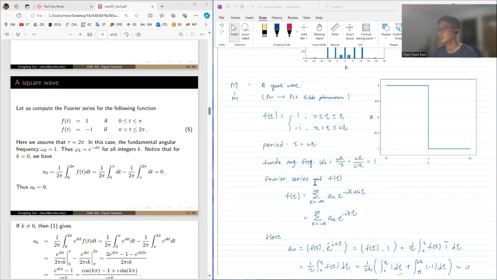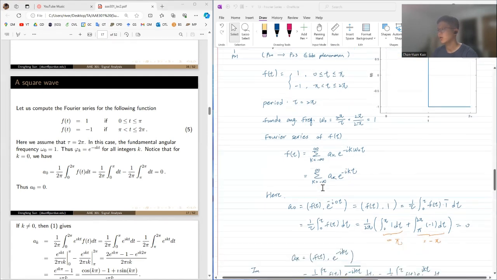And the Fourier series representation for this function is given by f of t equals the summation of a_k times e to the negative i k omega naught t, and k is from negative infinity all the way to infinity. So this is the general Fourier series representation that we have obtained from our previous discussion. And now we substitute the value of omega naught into this expression, and we will get this expression below, which is the summation of a_k times e to the negative ikt, and k is from negative infinity all the way to infinity.